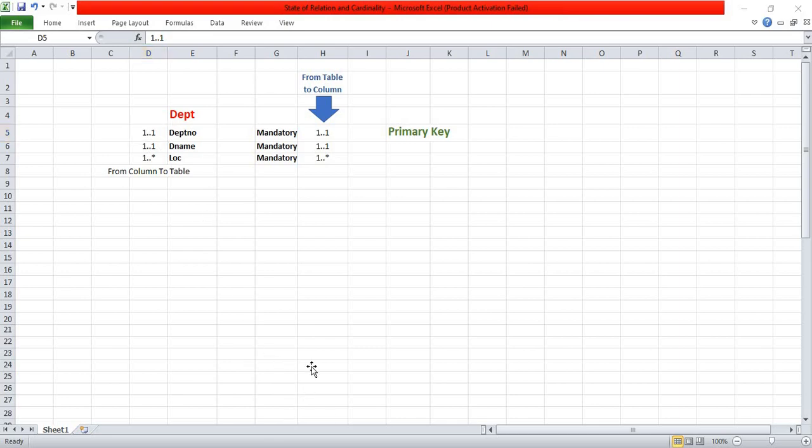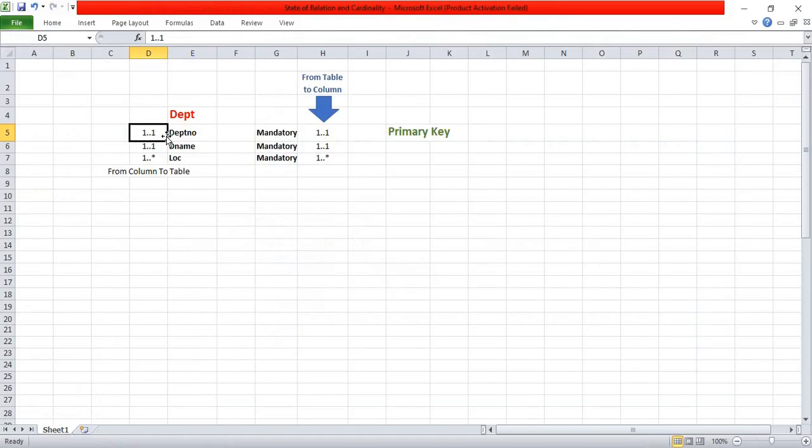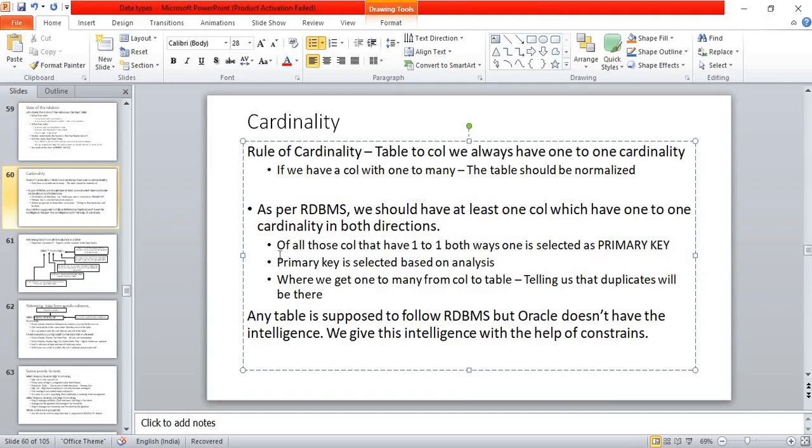Okay, so coming to the PPT, as per RDBMS, we should have at least one column which has one-to-one cardinality in both directions. Here you see, department number is having one-to-one cardinality in both directions, from column to table and from table to column. Also, D name is having one-to-one in both directions. Now coming to the next point, primary key is selected based on analysis. That is what I said, a business decision.